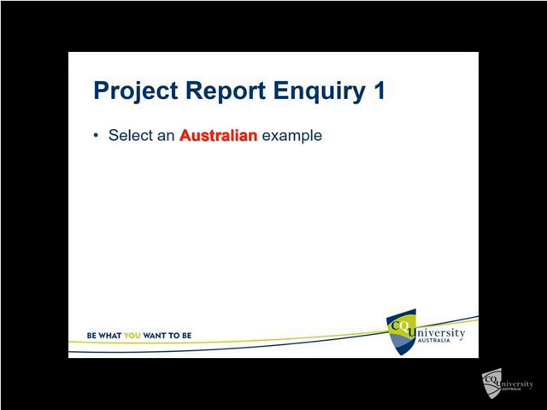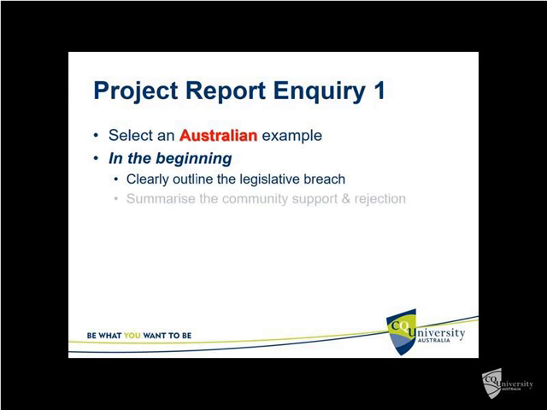It's going to require you to do some research to find the information, or to find the example and then find the information. So in the beginning, as you're starting to do this, you must clearly outline what the legislation breach was. So this is a development that didn't go ahead. What did they breach? Planning control, heritage listing, environmental. Exactly why did things not go ahead? Summarise if there was any community support or rejection to it.